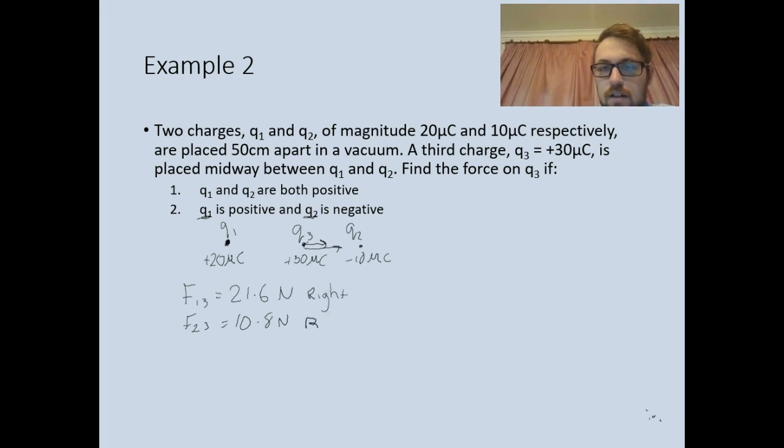And this is also to the right. Okay, because they're both to the right, we can just add them together. So the force total equals force 1,3 plus force 2,3 equals 21.6 plus 10.8, which equals 32.4 newtons to the right.